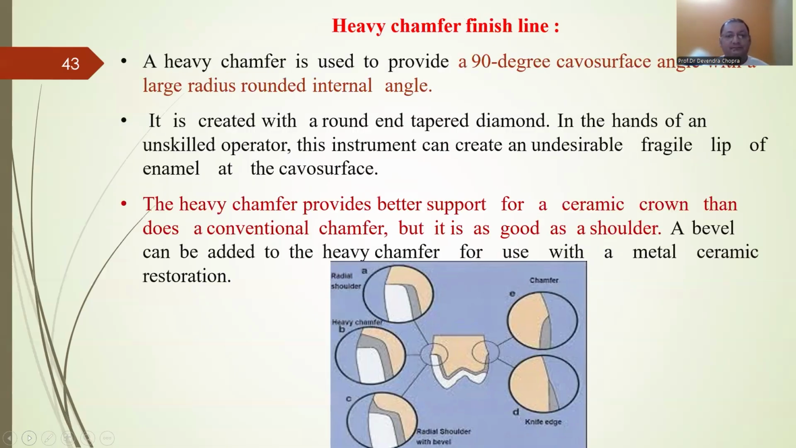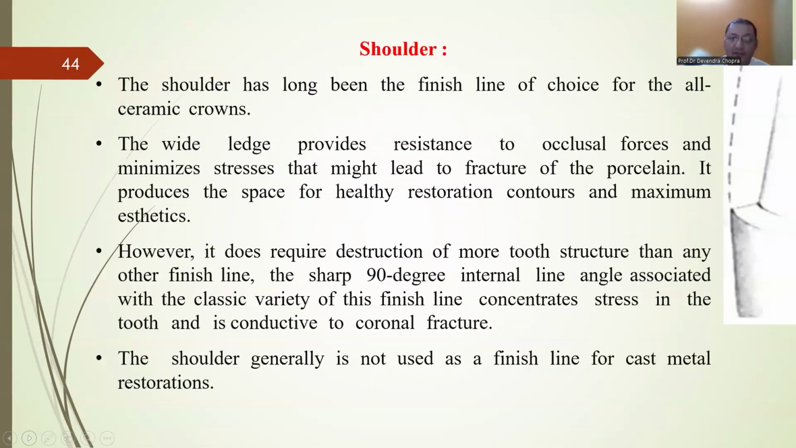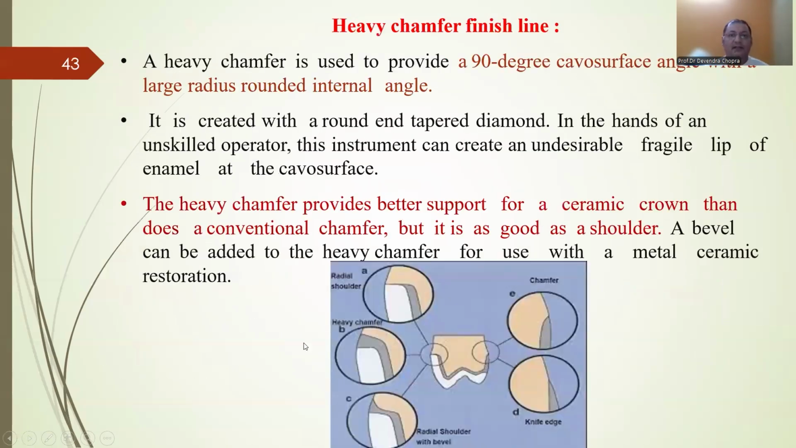Next, heavy chamfer finish line. What is this? Sorry, can you go back to the previous slide? Yeah. Heavy chamfer finish line. A heavy chamfer is used to provide a 90-degree cavosurface angle with a large radius rounded internal angle. Heavy chamfer lines are the finish line of choice whenever you are going for your all ceramic crowns and bridges. Okay, I'll tell you later. Next slide.